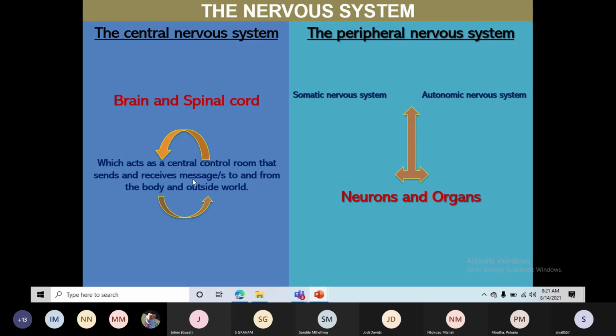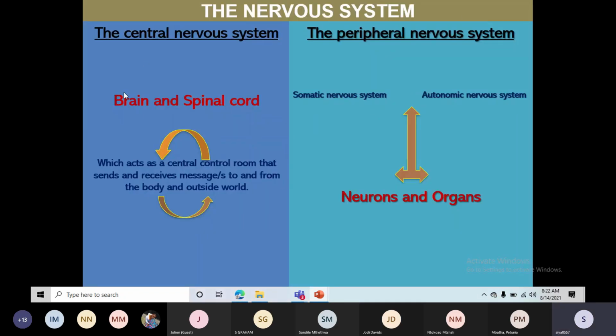So let's go. I'll skip some information here. Let's go here, then we'll come back. Regarding the central nervous system, the brain and the spinal cord are the key for now. Under the peripheral nervous system, the keys are the neurons and organs, the functions of the brain and spinal cord, and the two parts under the peripheral nervous system. For now, those are the key. Moving on.